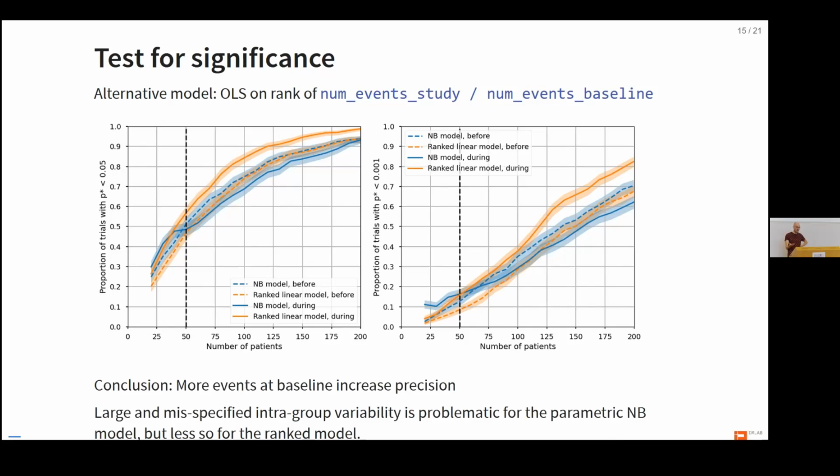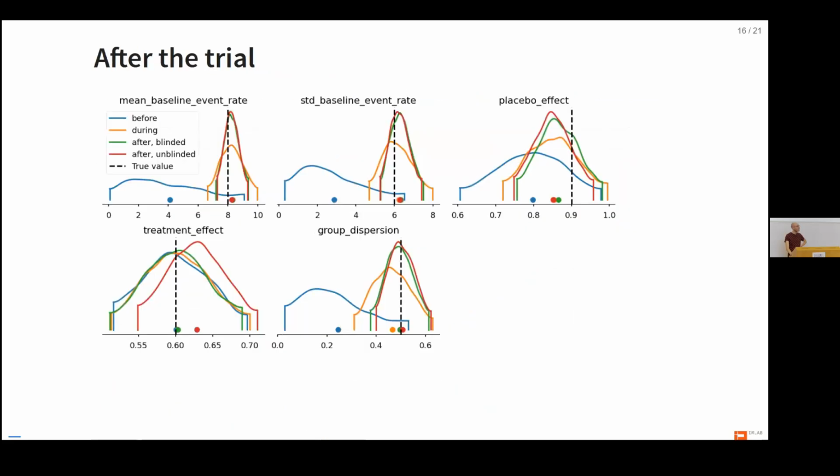What else? Yes, and the reason why it goes up here is because the number of events at baseline was larger than expected. So this means that this measure is less noisy than we thought when we started the study. So you have a better precision in your estimate. And this model is not as sensitive to the noisy intergroup variability as the negative binomial model.